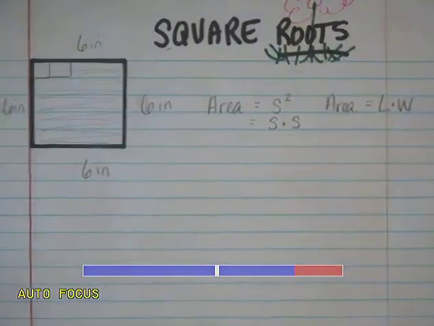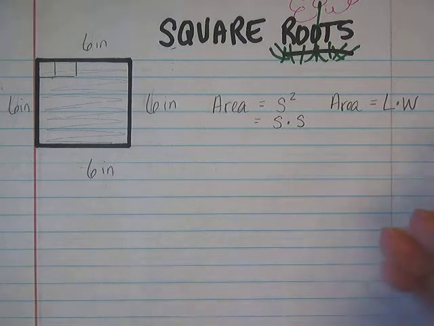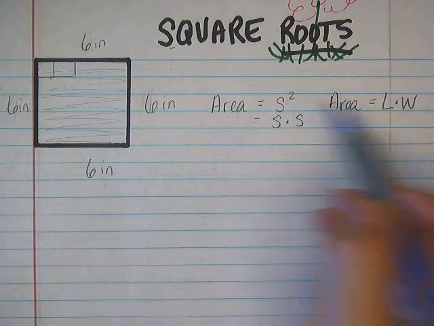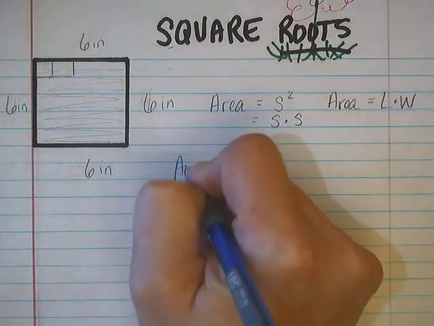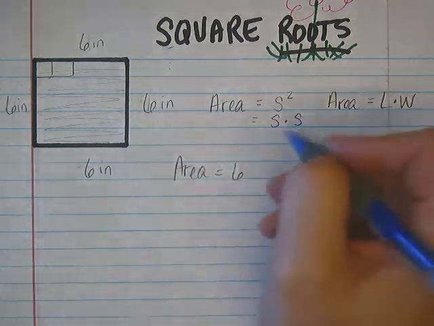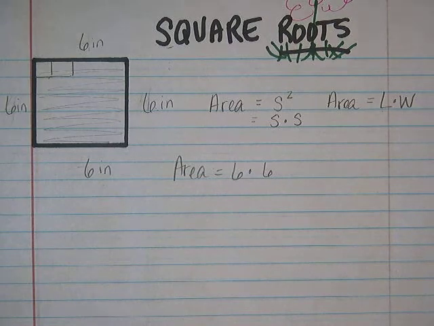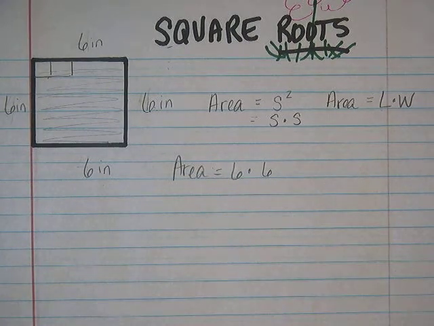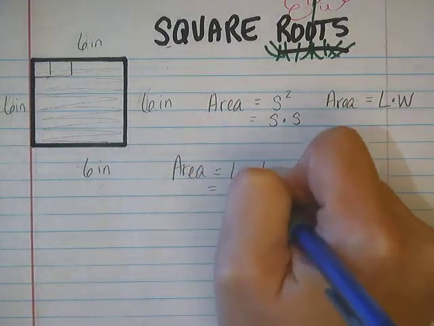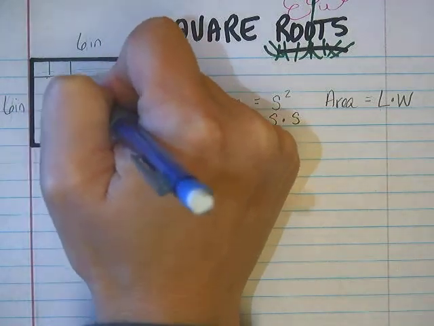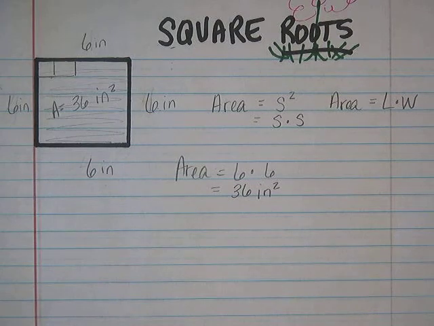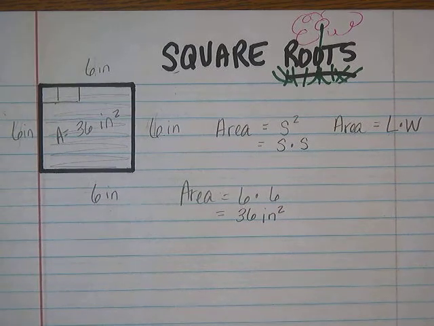Well, on a square, the length and the width are going to be the same, which is why we have this alternate formula that says take a side and multiply it times itself, because you're going to take the length, which is 6, and you're going to multiply it times the width, which is 6. So you're really just taking a side of 6 and multiplying it by itself. And so the area for this square would be 36 square inches. So that's how we find area of a square.